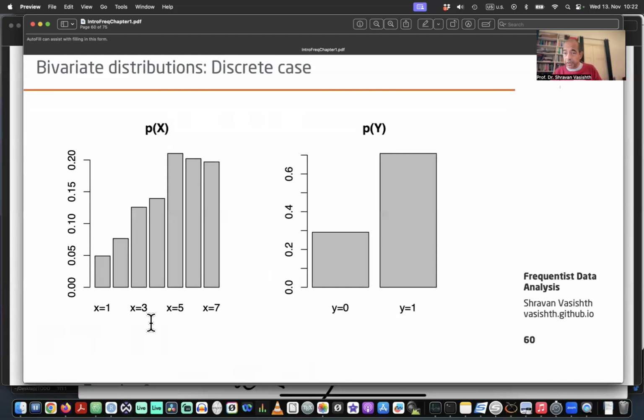So what I'm showing you now is that given a joint probability mass function of two random variables, we can derive the univariate probability mass functions for each of the two random variables. So we can get that from the joint probability mass function.